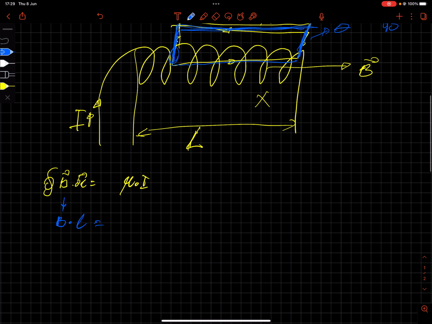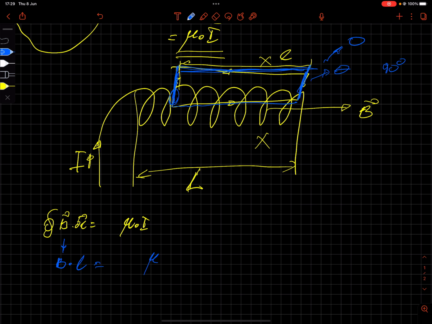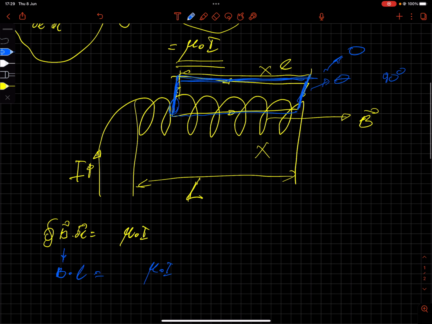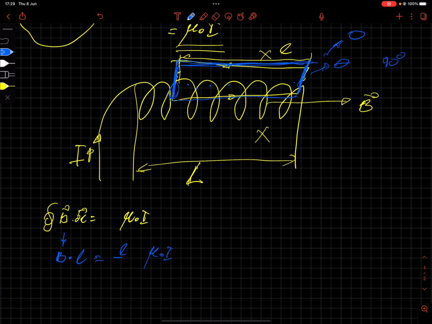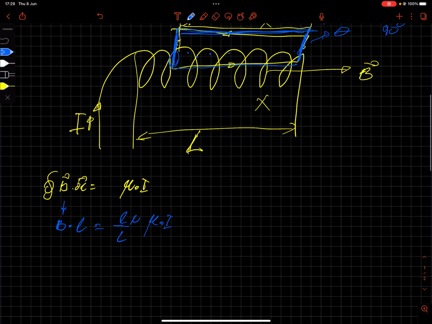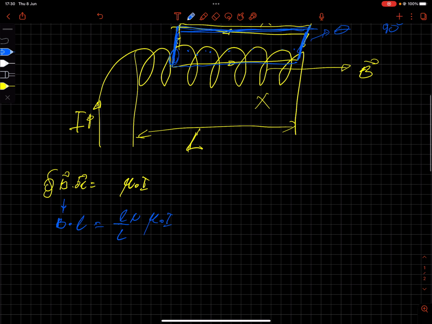And on this side, what do we have? We definitely have this, but since the solenoid passes multiple times through this surface, we have n windings per length, and on the length L this will be the number of times which the wire passes through this attached surface.